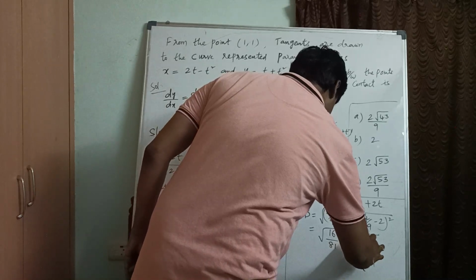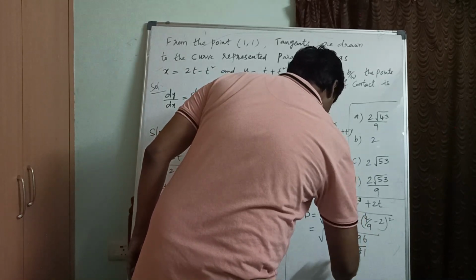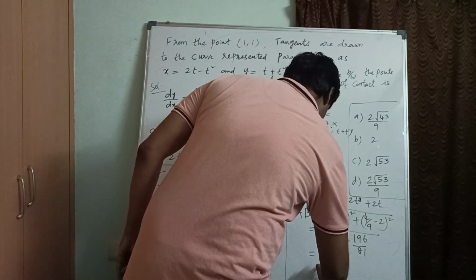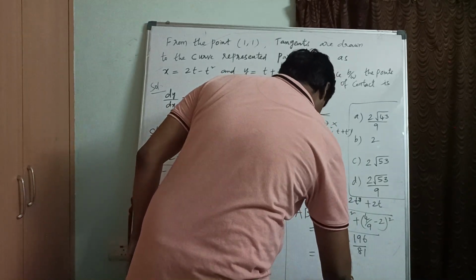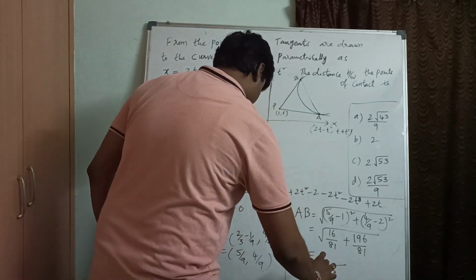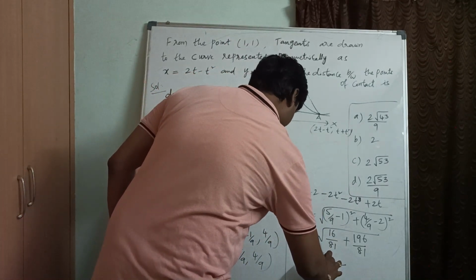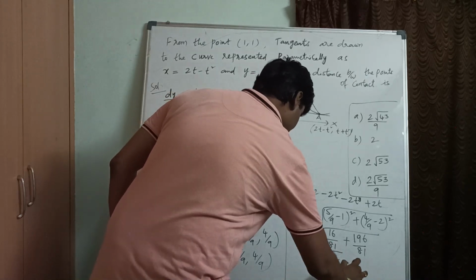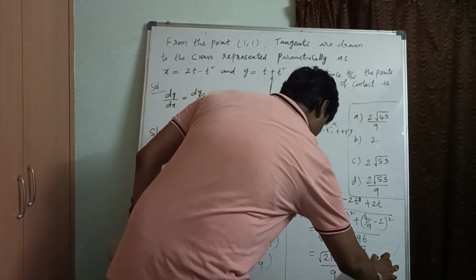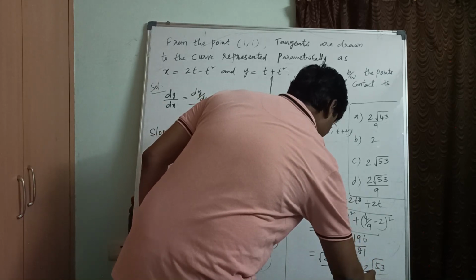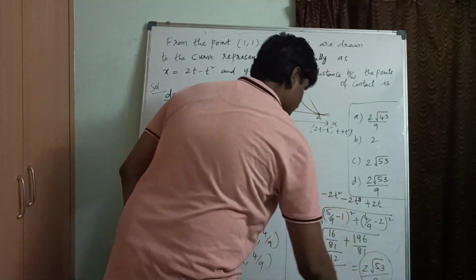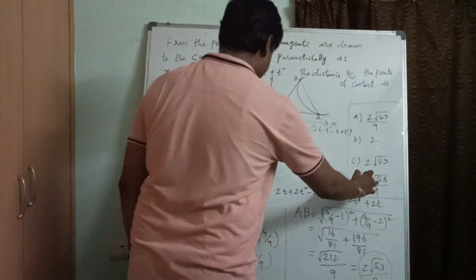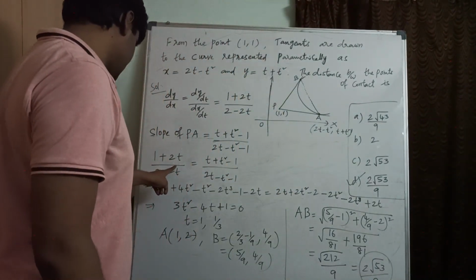So 196/81. So from this what will you get? Root 81, 9 here. Right? Now so 212. Correct? Root of 212. That means 2 root 53 we can write by 9. Correct? So which option is correct here? Option D. Just you try to understand this step.